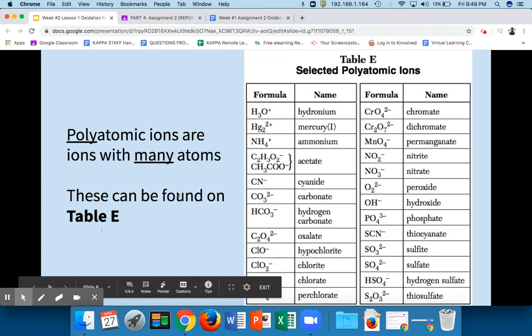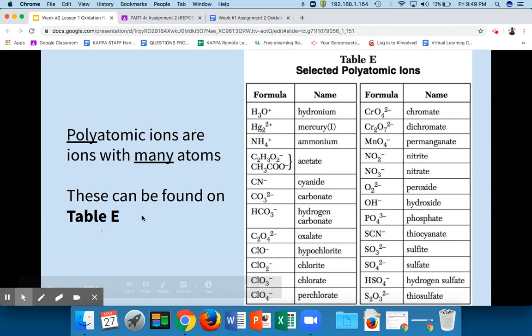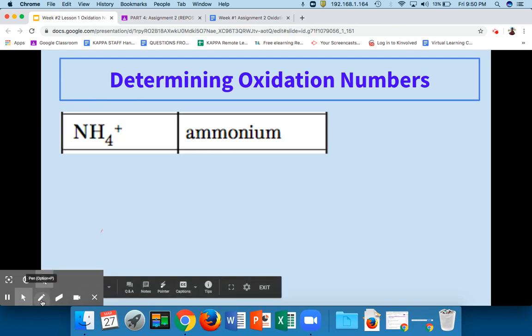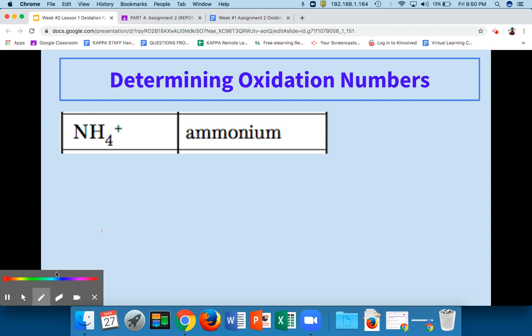So, recall in the video, he talks about polyatomic ions, and these are ions with many atoms, and they can be found on Table E in your reference table. So, we're going to do 3 examples together. Our first one is ammonium. How do we know this is a polyatomic ion? There are 2 atoms in this ion, and we know it's an ion because it has a charge of +1.